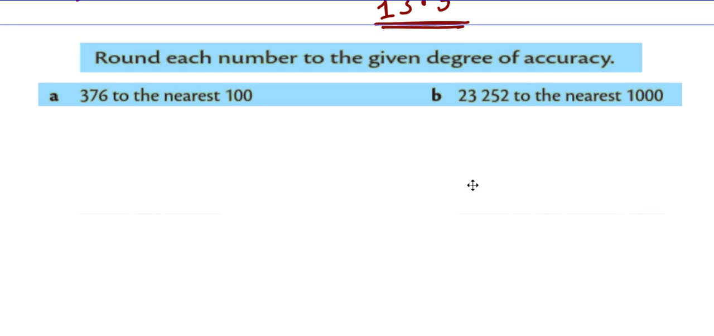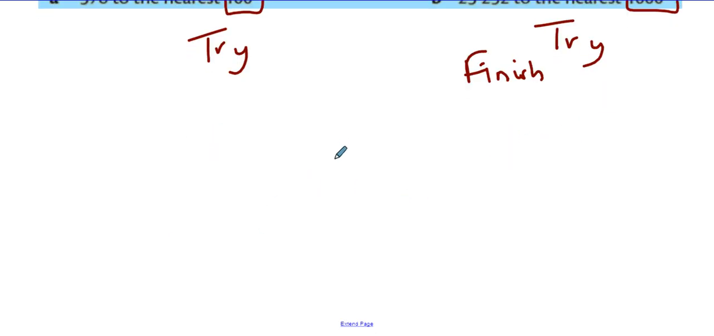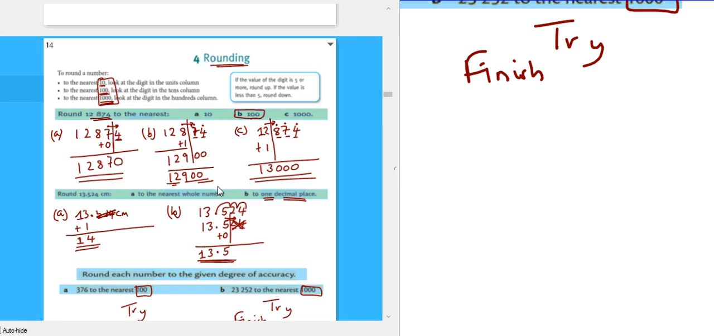Okay, round each number to the given degree of accuracy. I have explained to you how we do nearest 100, so you can try that. And also I have explained how to round the number to the nearest 1000, so you can try that. This will be your homework. In case you get stuck, let me know so that I can help you.